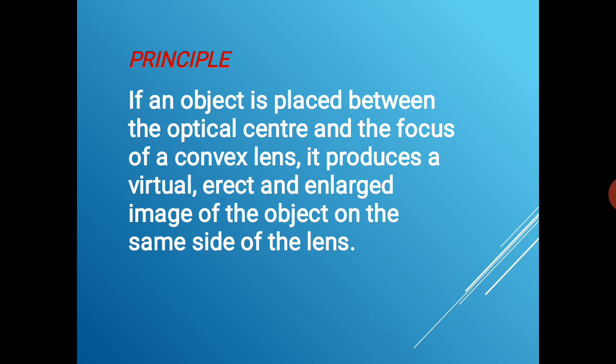It says that if an object is placed between the optical center and the focus of a convex lens, it produces a virtual, erect and enlarged image of the object on the same side of the lens. So here the placement of the object is important, which gives us a virtual, erect and magnified image. This is how a simple microscope works. The object needs to be placed between the optical center and the focus to get the virtual and magnified image. Let us see how to draw the ray diagram.